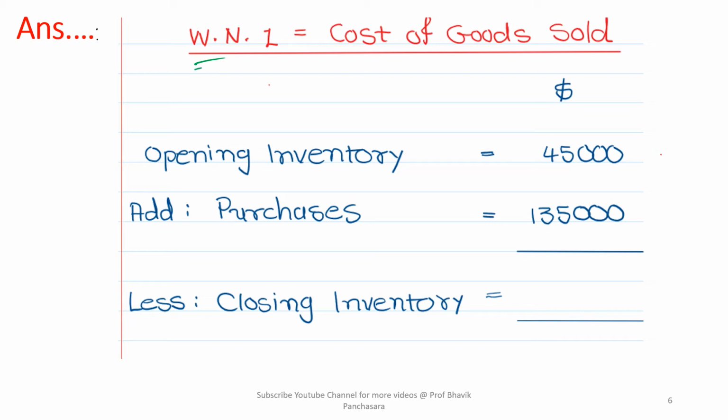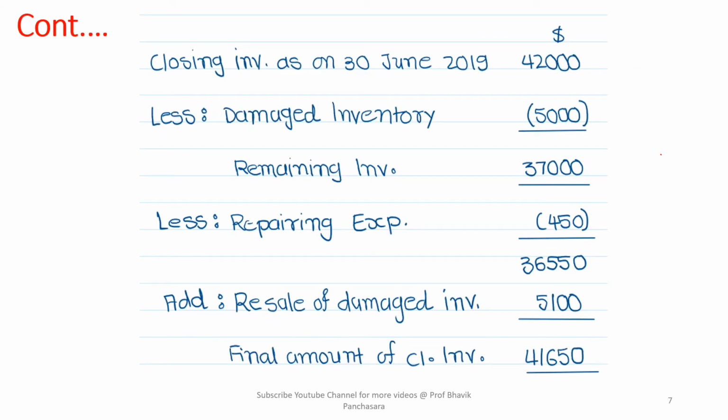The first working note is about cost of sales or cost of goods sold. So cost of goods sold, we can find out this way: opening inventory plus purchases minus closing inventory. Now the amounts of opening inventory and purchase we already have. The amount that we have to calculate is closing inventory. To calculate closing inventory, first we will put the amount available as on 30th June, that is 42,000. Now we will deduct the amount of damaged inventory, that is 5,000. Okay, so the remaining inventory with us is 37,000.